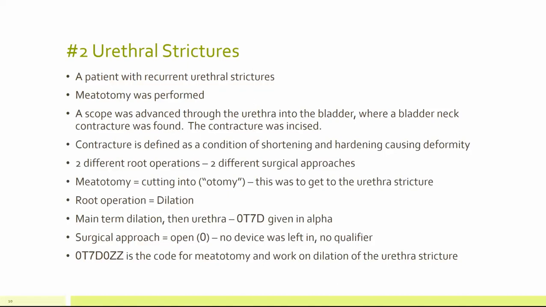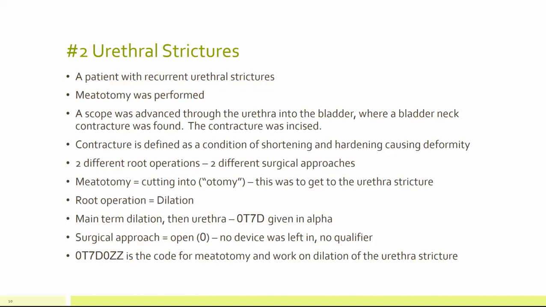So if we're going to focus on the first part of the procedure, which was the meatotomy, which was focused on the urethra, what was the intention? This patient has a narrowing and we want to open it up. So our root operation is dilation. We're going to index in our alpha index of our ICD-10-PCS coding manual dilation, then urethra. We're given 0T7D. Again, that word otomy in meatotomy equates to a cutting into.